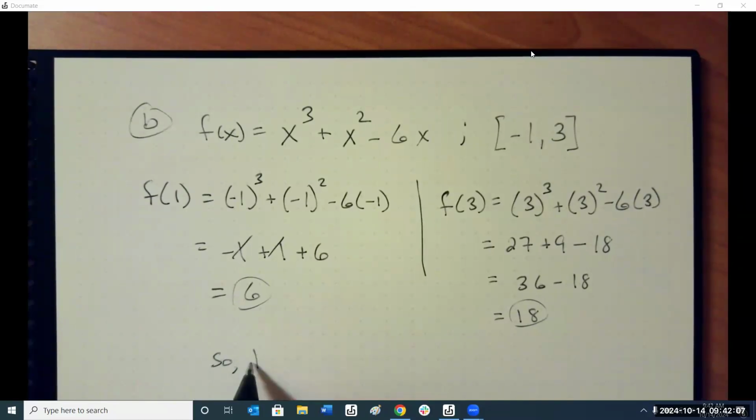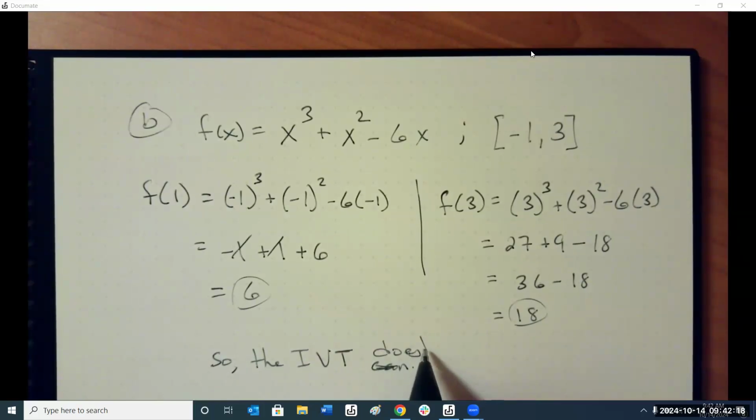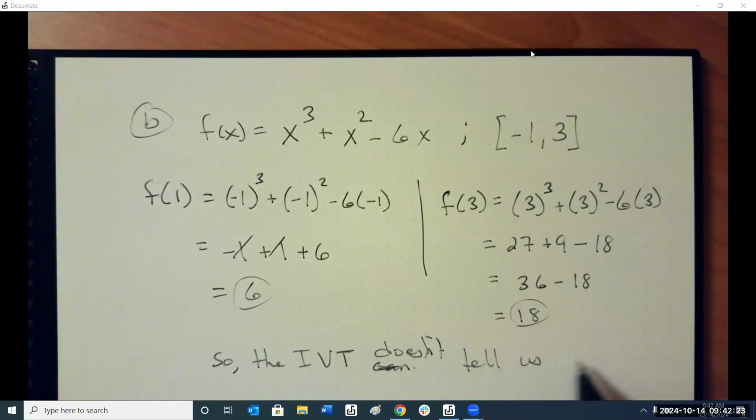So the intermediate value theorem doesn't tell us anything.